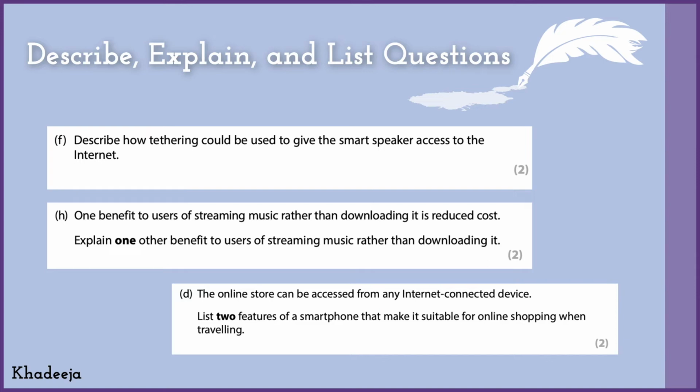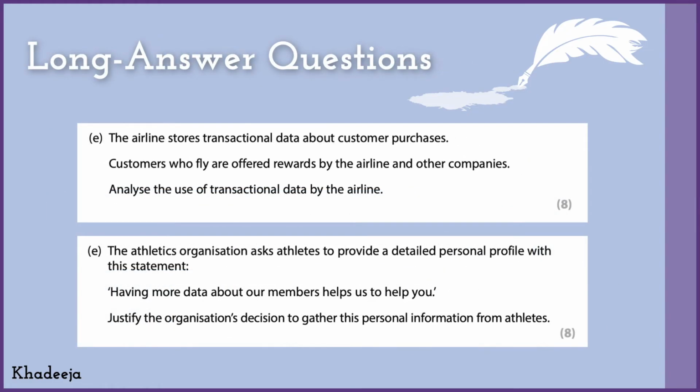Now list is fairly simple. You just have to list it, write it down, same like the state question, except here it says 2 features. So you just write down the 2 features and then you get 2 marks. No explanation, nothing like that. Okay, so these are some type of questions, and then finally we come to the bigger long answer questions, which are analysis questions and justification questions.